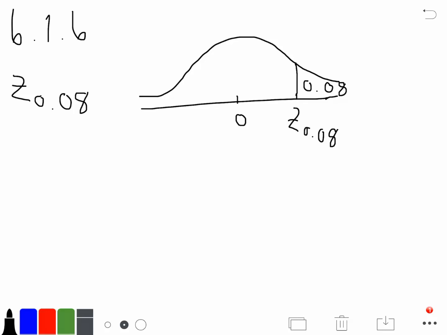Now we cannot look up area to the right in our z-table, but we can look up area to the left. To find that, let's do 1 minus 0.08, which gives me 0.92. Now we can look this up in the z-table.